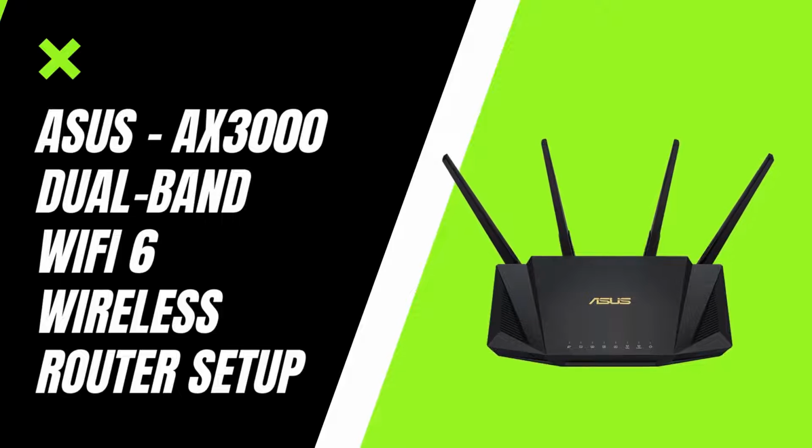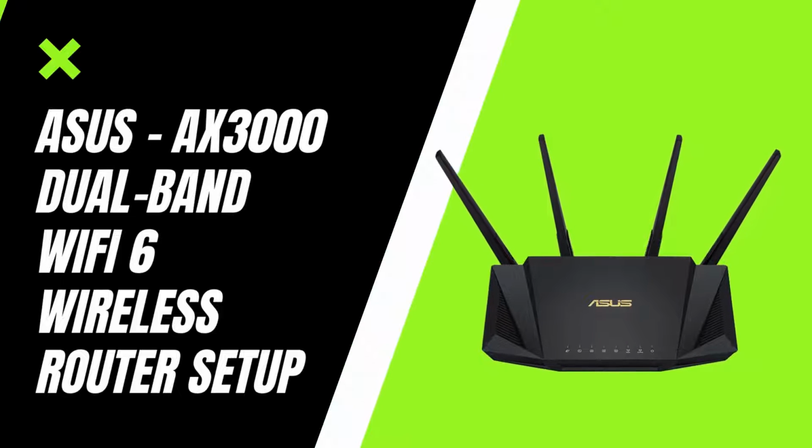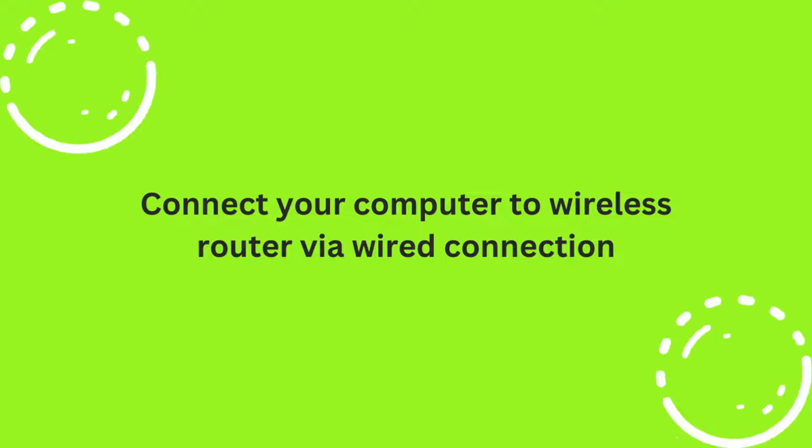ASUS AX3000 Dual Band Wi-Fi 6 Wireless Router Setup. Connect your computer to the wireless router via a wired connection. Wired connection.